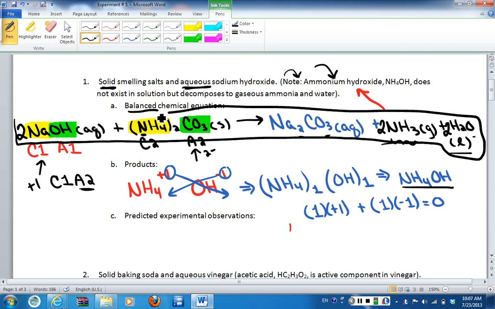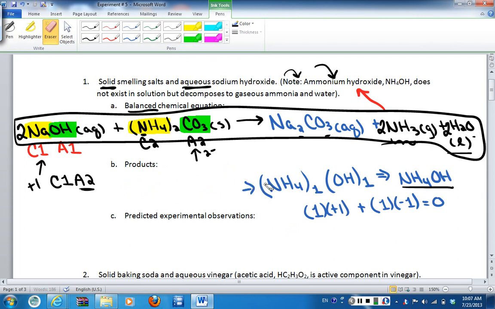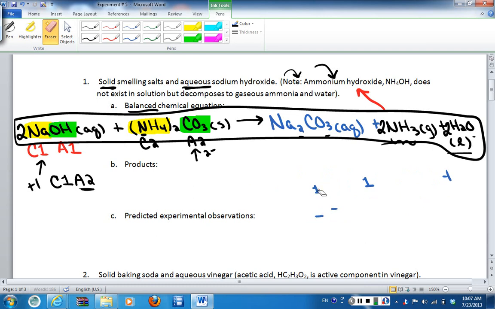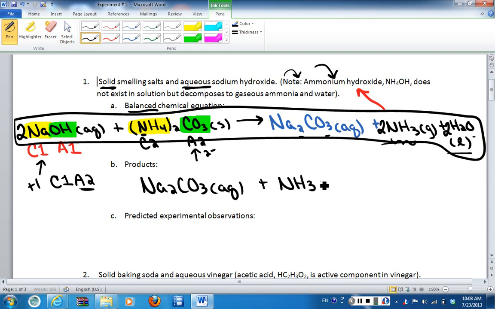Now, in terms of products for this problem, okay, we now know what they are. We have the sodium carbonate, aqueous, we have the gaseous ammonia, and we also have the liquid water. So we already know by balancing the equation what the products are. So we have, and would write, sodium carbonate, we have gaseous ammonia, and we have liquid water.